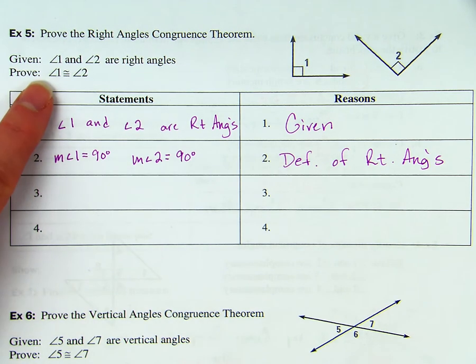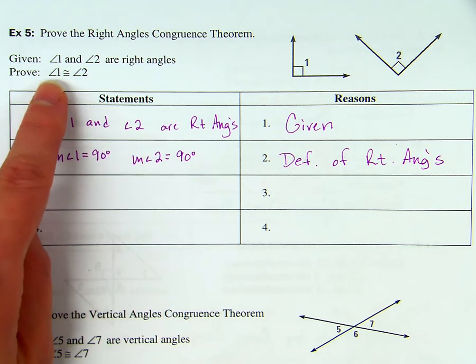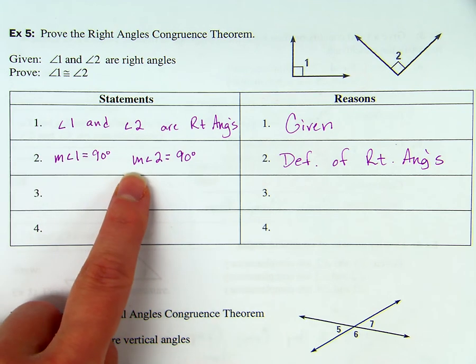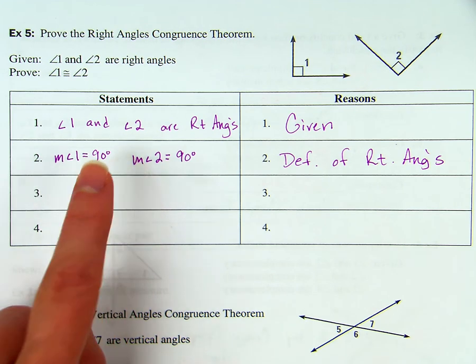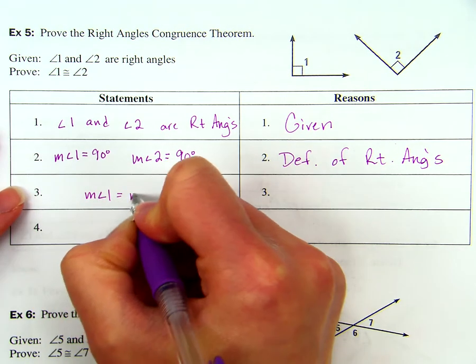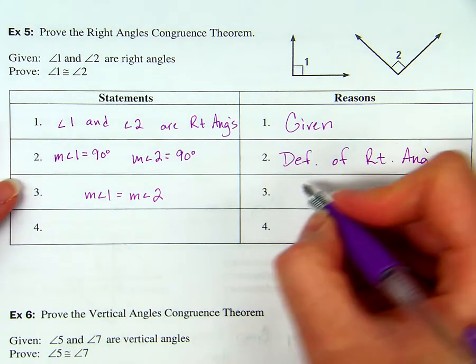Consider our goal. We want our angles to be congruent. Right now, each angle has a total of 90 degrees. If we want them to be congruent, we want them to be the same. Well, if they're both equal to 90, they are the same. So we're almost to our goal. We can in fact say that our angles are equal in measure. Each angle equals 90, so each angle equals each other.